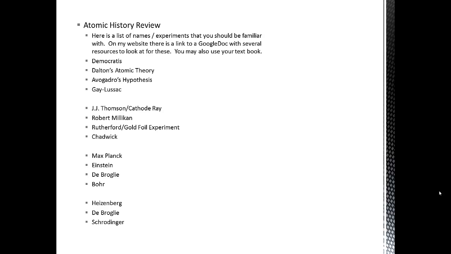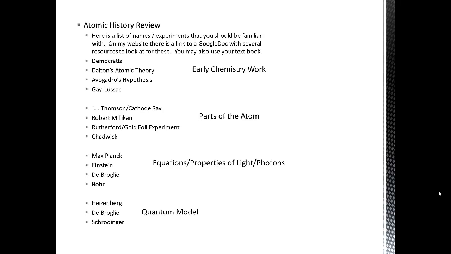The first grouping here is the early chemistry work, so that talks about kind of the origins of chemistry, some basic information. Then we have the parts of the atom, when they were discovered and how. Equations, properties of light and photons, that was kind of in between there, and then we have the quantum model. The first two groups there are mostly found in Chapter 2, and then the last two groups are found in Chapter 7. You should have a brief description for each of these bullets, and then a brief understanding of kind of what they did, what was important, and that kind of information.